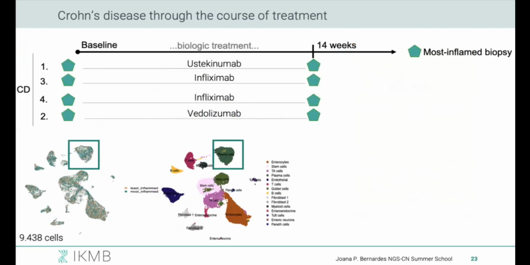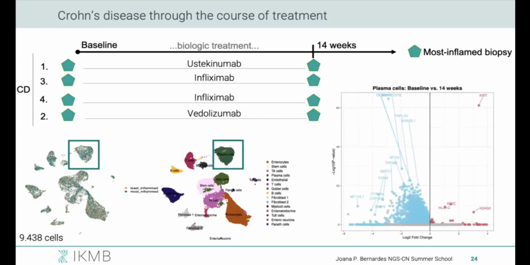Then we have the plasma cells. These are plasma B cells, and we are more interested in comparing the baseline with the 14 weeks. Just to tell you, there's a bunch of different treatments, and of course these different treatments will affect the cell types differently. Now we have a bigger set with more treatments available, so we can try to disentangle treatment-specific responses. But for this moment, we don't have it here. I just want to talk a bit about the plasma cells.